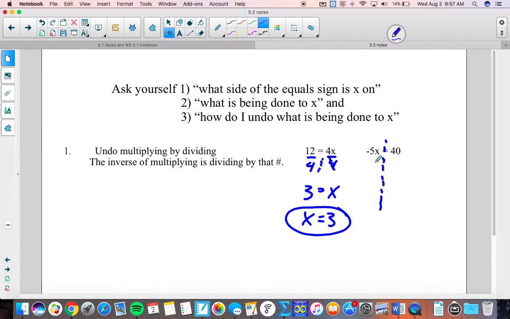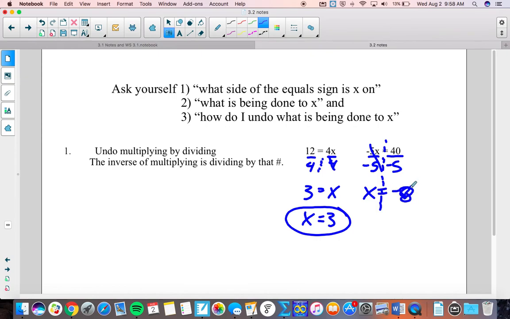Second example: what side of the equal sign is x on? It's on the left side. What's being done to it? It's being multiplied by negative 5. How do we undo multiplying by negative 5? We divide by negative 5. If you take some value x, multiply it by negative 5, and then divide it by negative 5, those two operations will undo each other. So if I divide the left side by negative 5, I have to divide the right side by negative 5. So x equals whatever 40 divided by negative 5 is, which is negative 8.